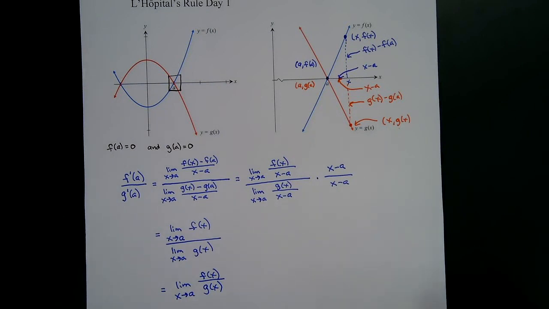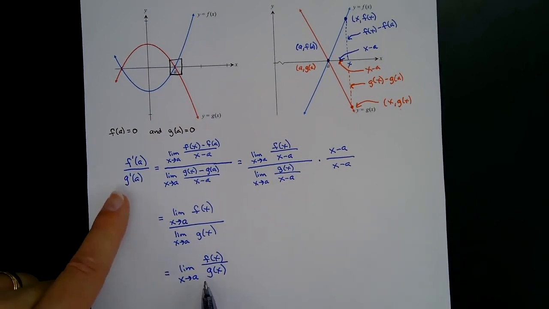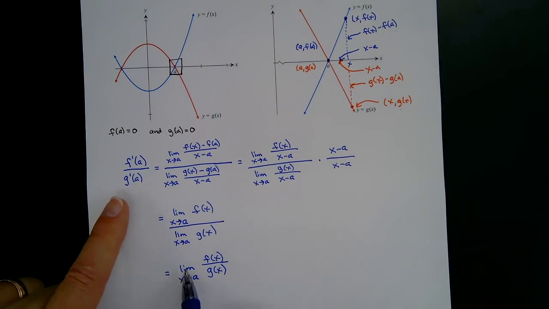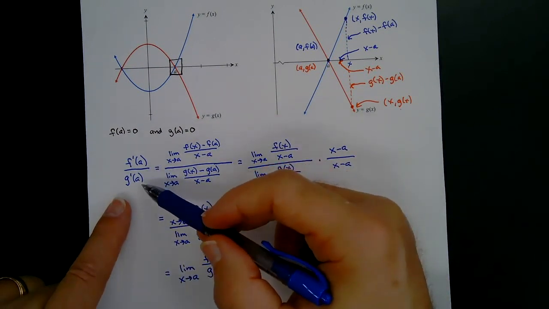So what this is saying is that if you take the limit as x approaches a, this is equal, right? These are the same thing. So this is a way of calculating limits. If we take the limit as x approaches a of f of x over g of x, that's going to equal f prime of a over g prime of a.